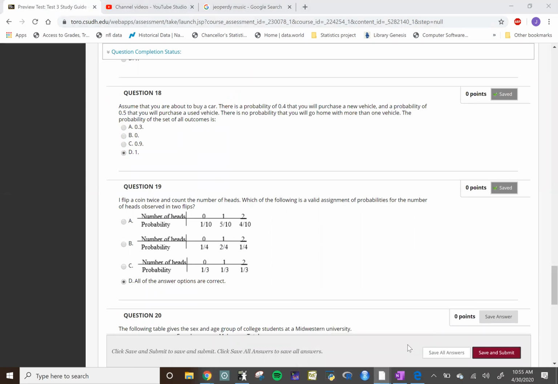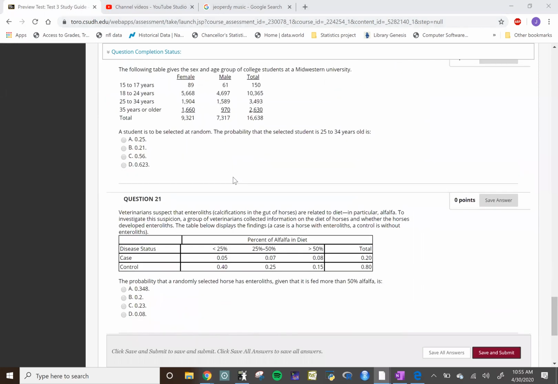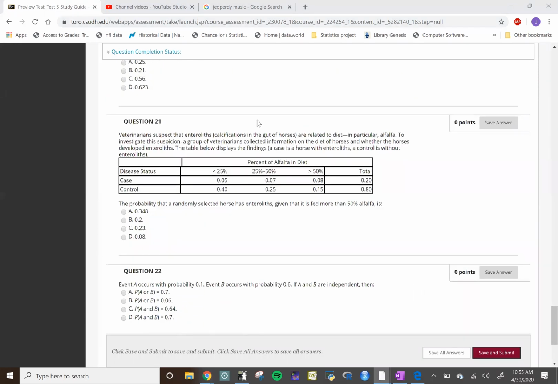All right, let's see, there was a question. Question 21. For this one, it says the probability that a randomly selected horse has this, given that it is fed more than 50% alfalfa. So right here, the given is that they were fed more than 50% alfalfa. So I'm going to use this right here. But if you look at it, they don't give me the total. So you have to find what the total of this is.